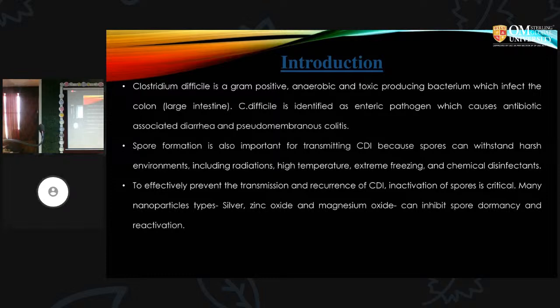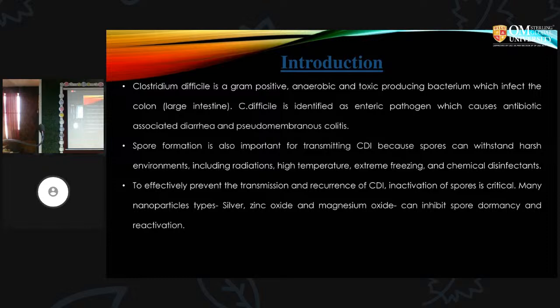Introduction. Clostridium difficile is a gram-positive, anaerobic, and toxin-producing bacterium which infects the colon. C. difficile is identified as an enteric pathogen which causes antibiotic-associated diarrhea and pseudomembranous colitis. Spore formation is also important for transmitting CDI because spores can withstand harsh environments, including radiation, high temperature, extreme freezing, and chemical disinfectants. To effectively prevent the transmission and recurrence of CDI, inactivation of spores is critical.